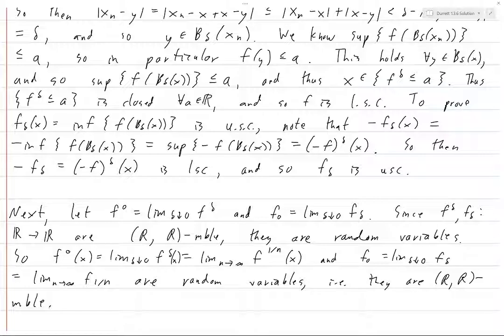Did we actually prove that, or did we just prove it about limits and supremums and infimums? This should be fine though, because this is really what we want. What we want is that f upper 0 and f lower 0, we need these to be measurable from R to R.